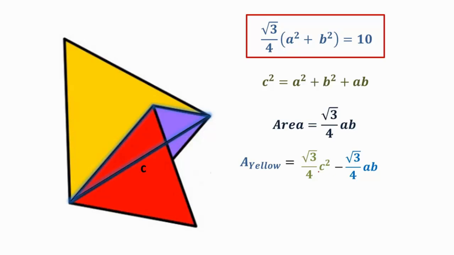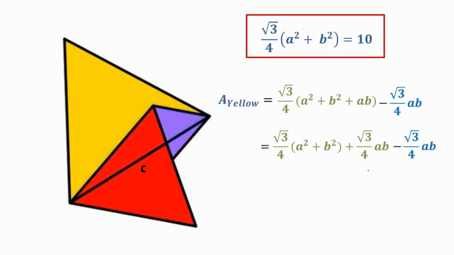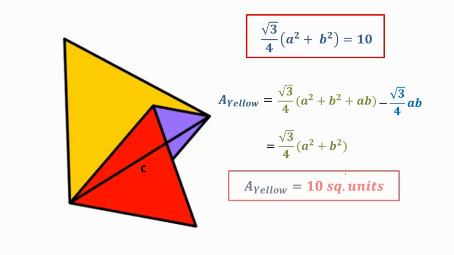Now let's substitute the value of c square, which is already here, and by doing so we'll get this expression. Rewriting this gives me this expression, and I can see that these two terms are the same but with opposite signs, so they will cancel out. So the final simplified answer is going to be this, and this value is already here, which is 10. So the final answer for the area of the yellow region is 10 square units.